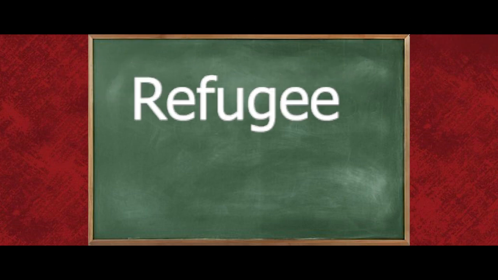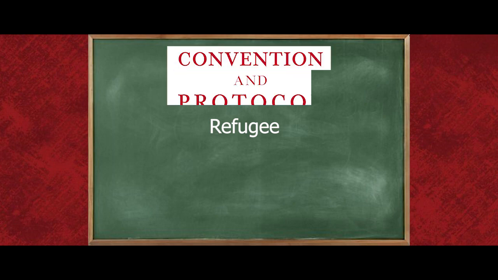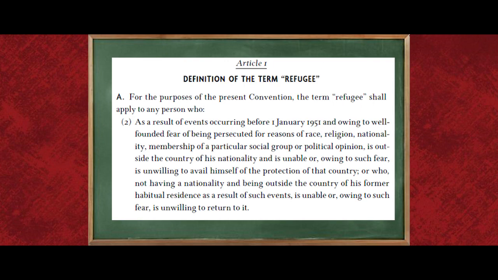Next, let's look at the term refugee. We will examine the refugee definition in depth in the video on international refugee law. But for now, at its most basic, a refugee is someone who meets the definition of a refugee under the 1951 Convention on the Status of Refugees. According to this convention, a refugee is a person who has been forced to flee his or her country because of a well-founded fear of persecution for reasons of race, religion, nationality, political opinion, or membership in a particular social group.